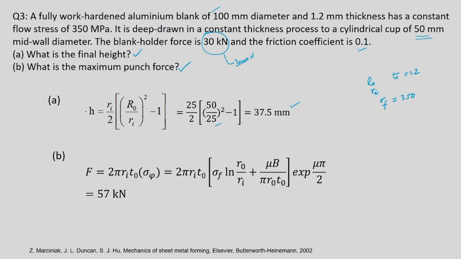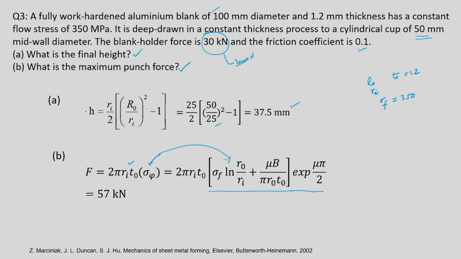So, now let us come to the punch force. This formula we already derived: 2 pi Ri T naught into sigma phi. Alright. So, this equation we have derived in the previous class, in the previous lecture. Okay. Sigma phi was derived by us. What is sigma phi? Sigma phi is this particular one, no? You remember this?